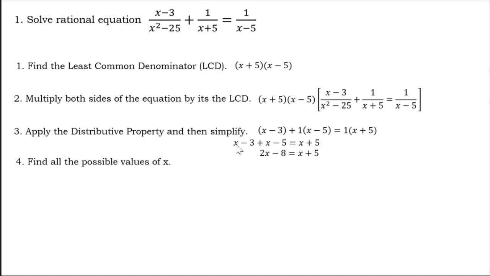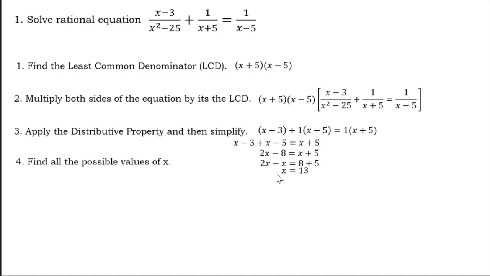So, x plus x will be 2x. Then, negative 3 minus 5, that is negative 8, equals x plus 5. Then, find the value of x. So, 2x minus x equals 8 plus 5. Then, x is equal to 13. So our solution for this is x equals 13.